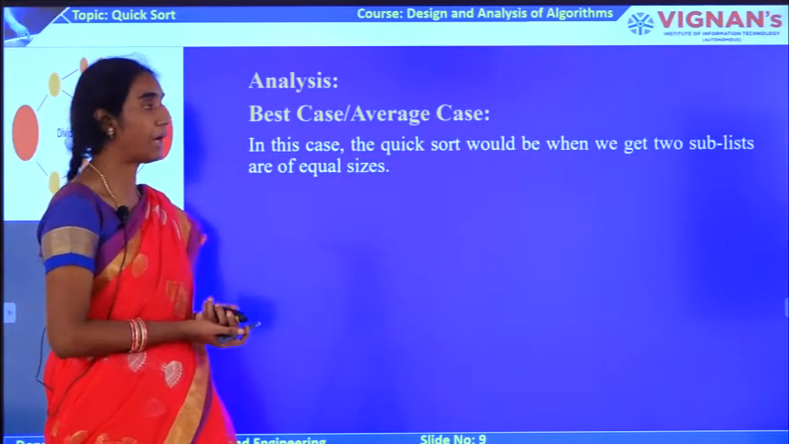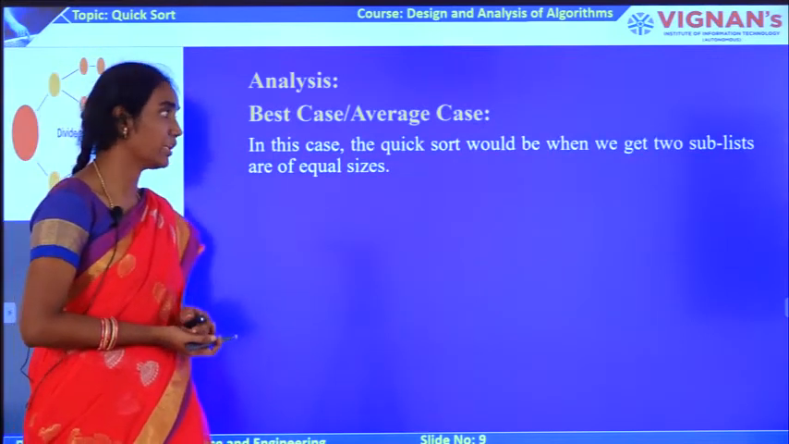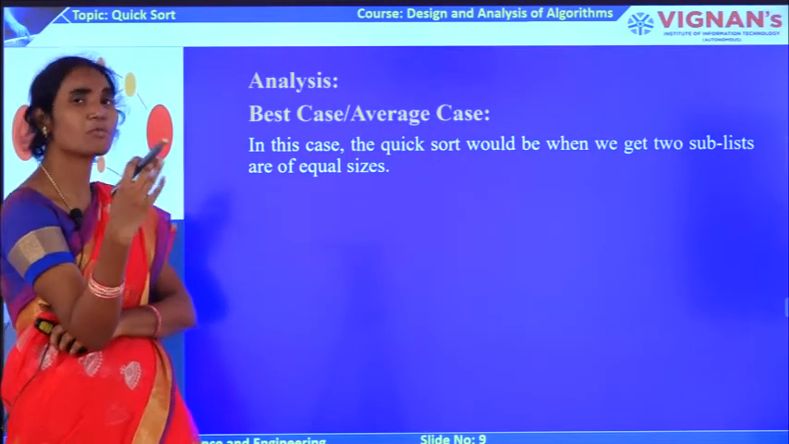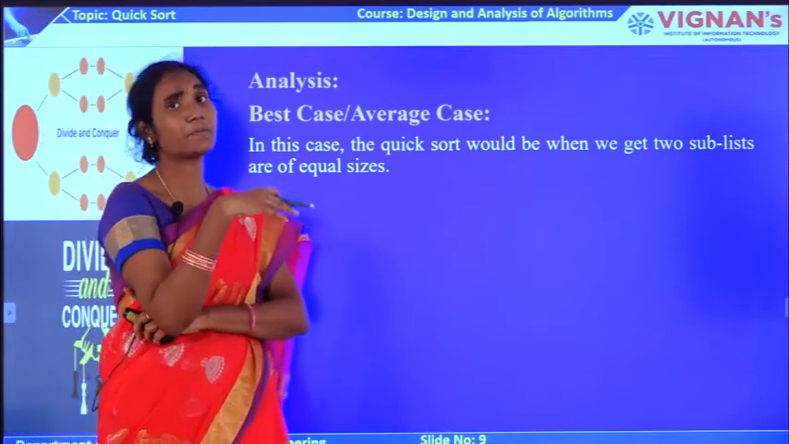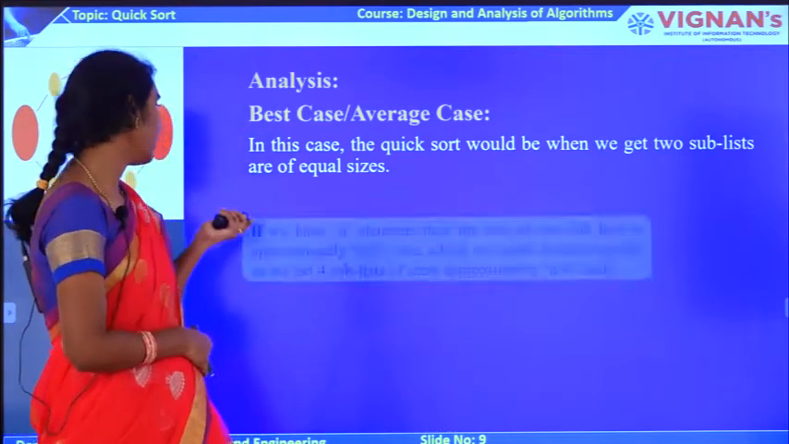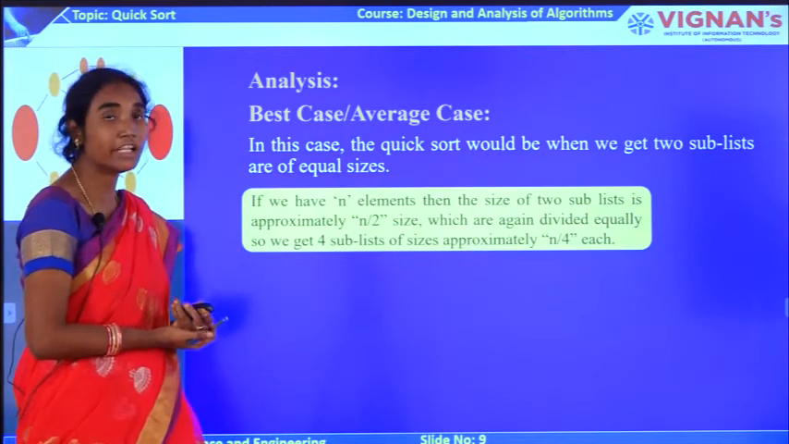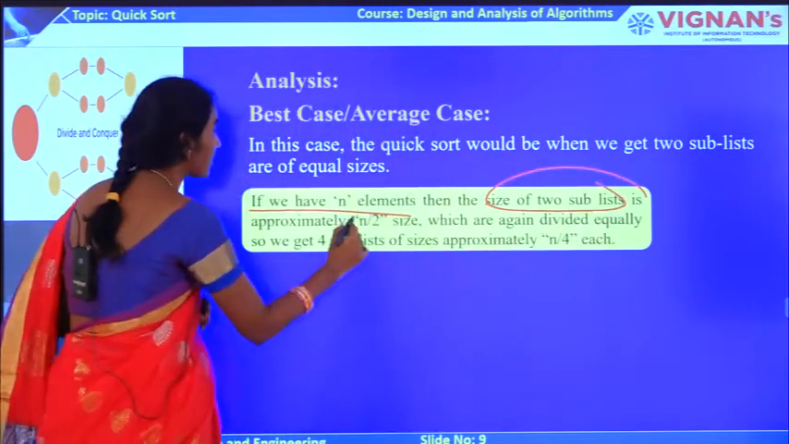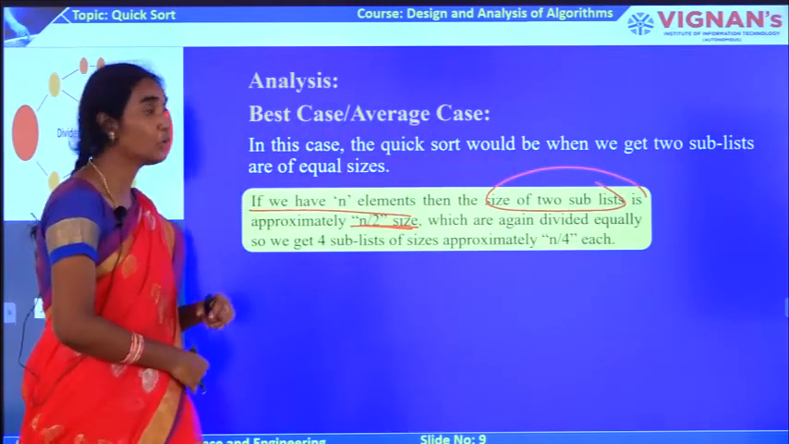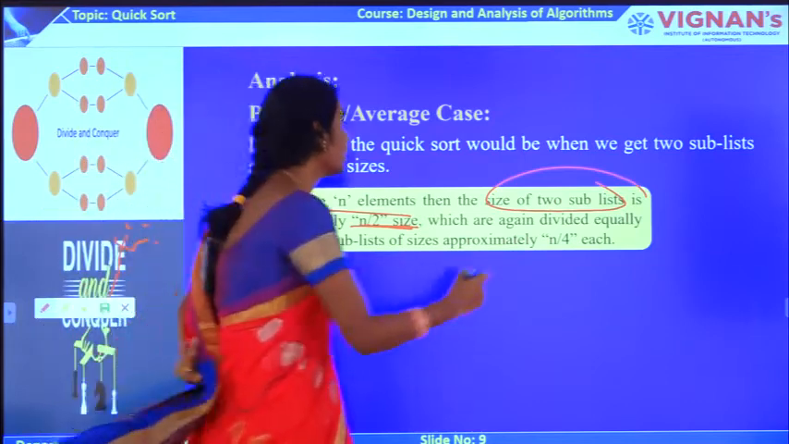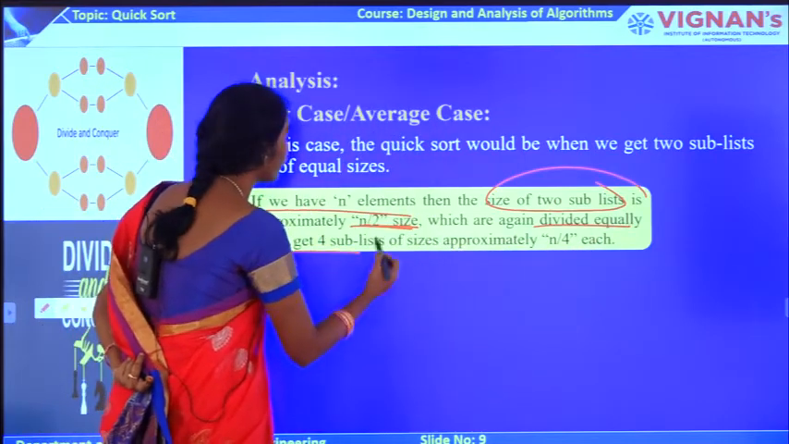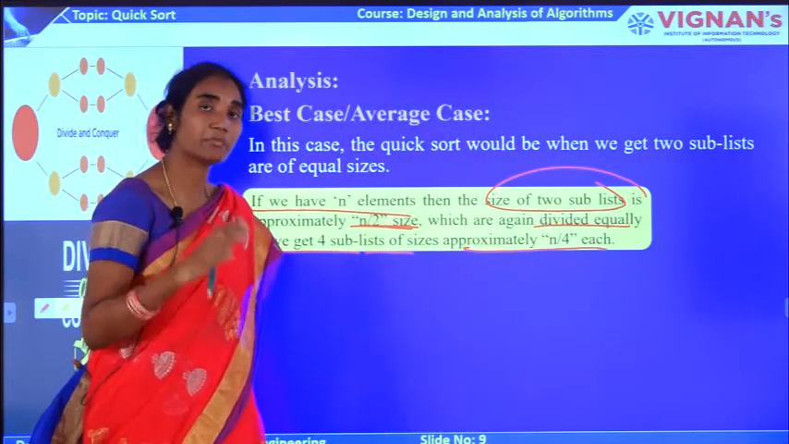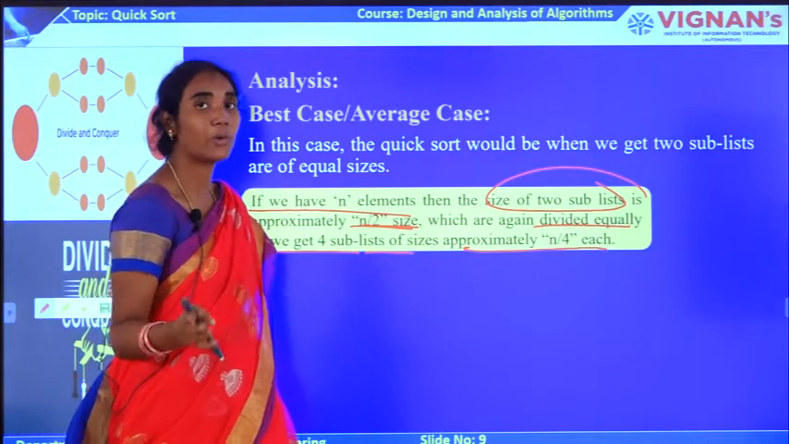For the best case or average case, quicksort is when we get two lists of equal sizes, or mostly equal sizes. Then the best and average case will be taken into consideration. So if we have n elements, then the size of the two sublists is approximately equal to how much? n by 2, which are always divided equally. So we get 4 sublists of sizes approximately n by 4, and again those n by 4 will be divided into approximately n by 8, right?